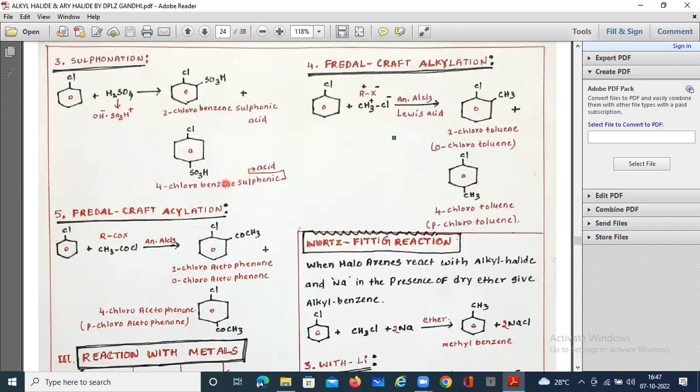So the first part of the chemical properties of haloarenes is nucleophilic substitution reactions, which include 3 reactions, and the second part is electrophilic substitution reactions, which includes 5. Next, go to the third one, reaction with the metals. Clear? Okay.